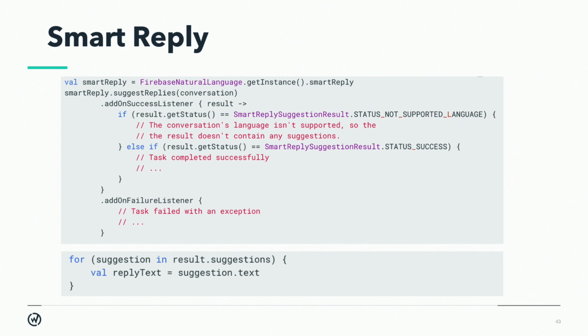And then we need to get the instance of Firebase natural language smart reply, and then just call suggest replies on your conversation list. Then we also have success and failure listeners, and then we can just check the status of the result here. So it's possible that language is not supported, and then in that case, the result is not going to contain any suggestions. And then we have the failure listener as well, and then we can just go through all the suggestions in the result. So really also nothing too difficult here.